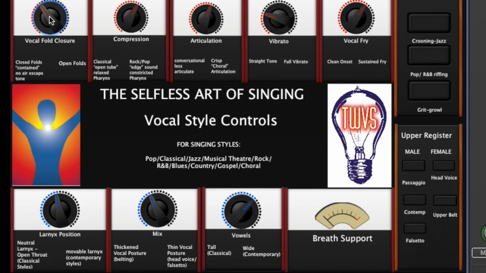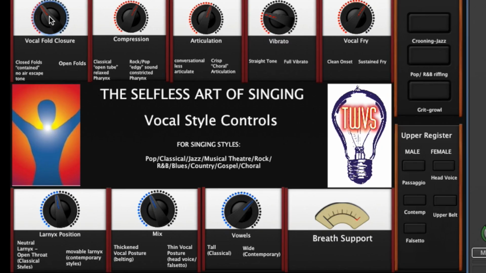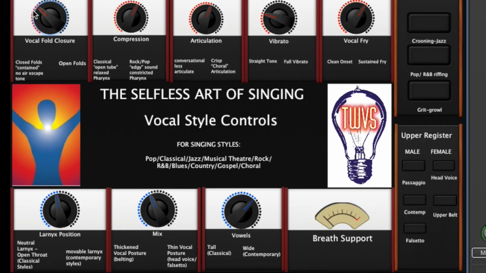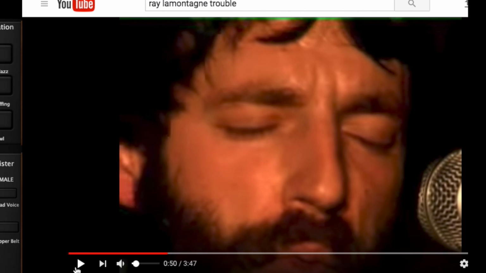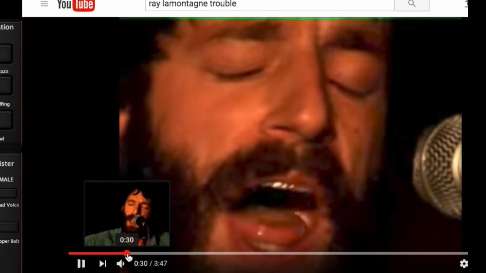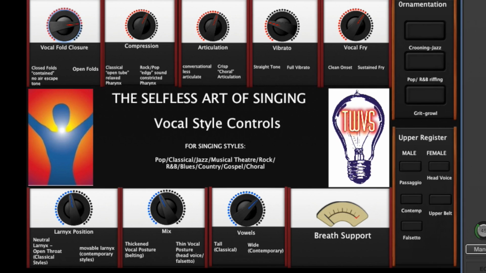Vocal fold closure is like, my chords are closed, now they're open, and if I make a sound that's got a lot of hissy air in the singing, then that's a more open vocal fold sound. If I'm singing more contained, that's a more closed vocal fold sound. He's got a pretty open vocal fold sound, right? Check that out, listen. Yeah, my soul. He's using a lot of air. There's a lot of air coming through his folds, so we're going to turn that up pretty high, all right?